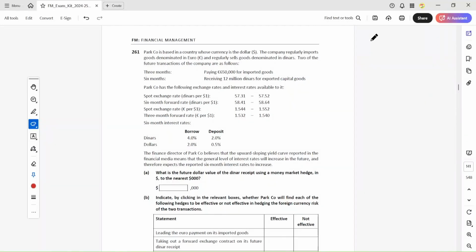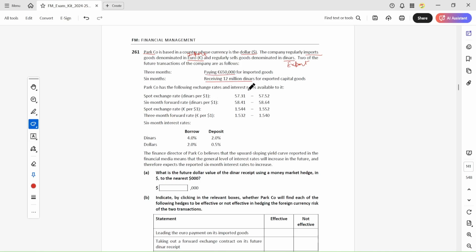Okay, so let's do the next question. The Park company is based in a country whose currency is the dollar. The company regularly imports goods denominated in euro and regularly sells goods denominated in dinar. Dinar is the export currency and euro is the import currency. Two of the future transactions of the company are as follows: paying in 3 months and receiving in 6 months.